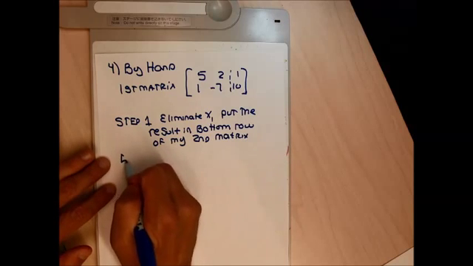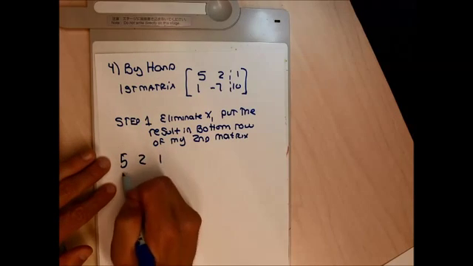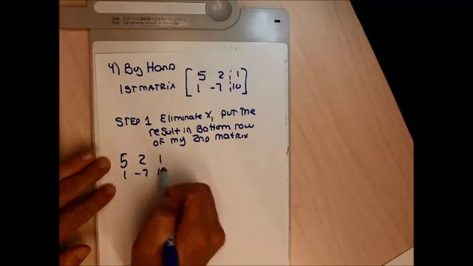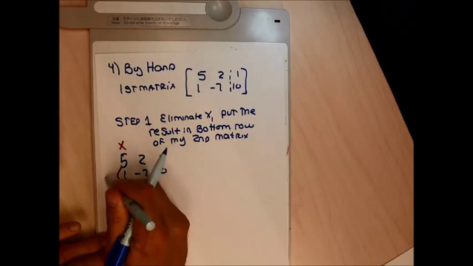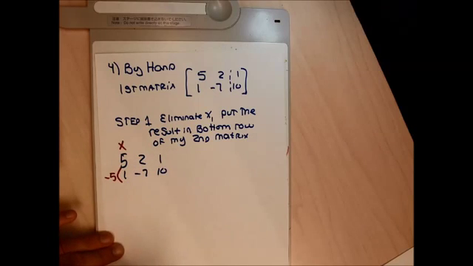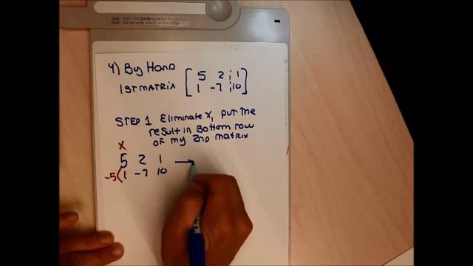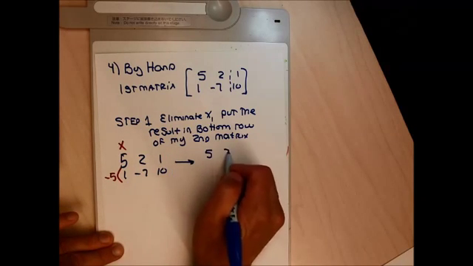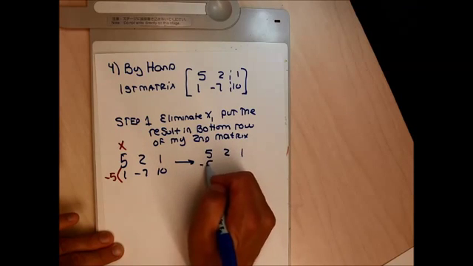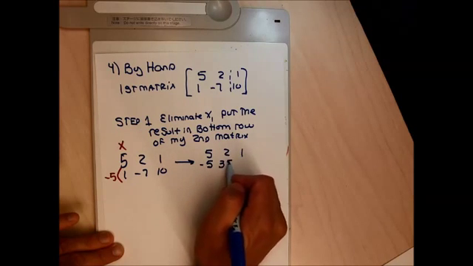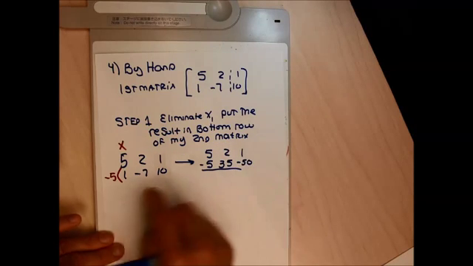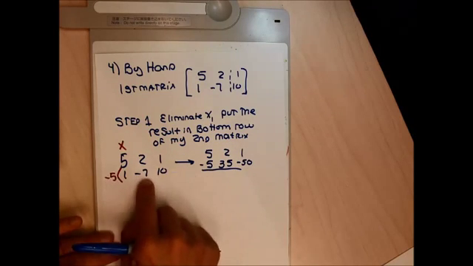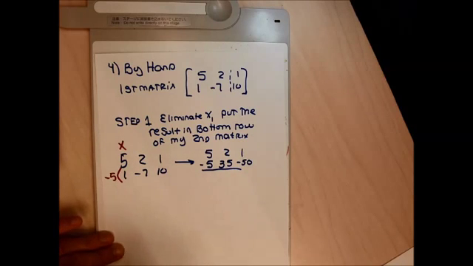So I'm going to take the matrix that has 5, 2, 1, 1, negative 7, and 10, and I'm going to eliminate the x's by getting the x's to have both a 5 and a negative 5. That's kind of the strategy that we learned in the last section for doing the elimination method. I'm just doing the elimination method, but I'm stripping out the letters. So I multiplied negative 5 times 1, negative 5 times negative 7, negative 5 times 10.